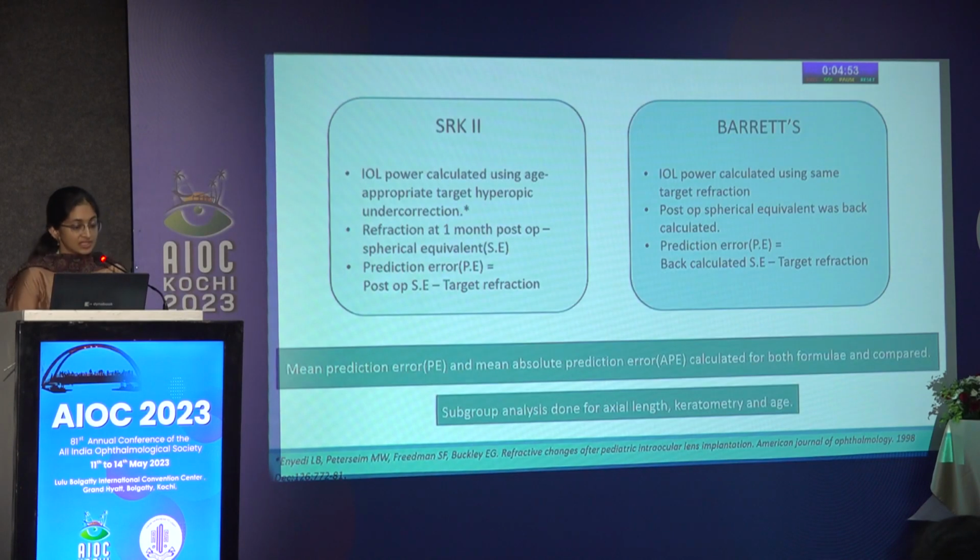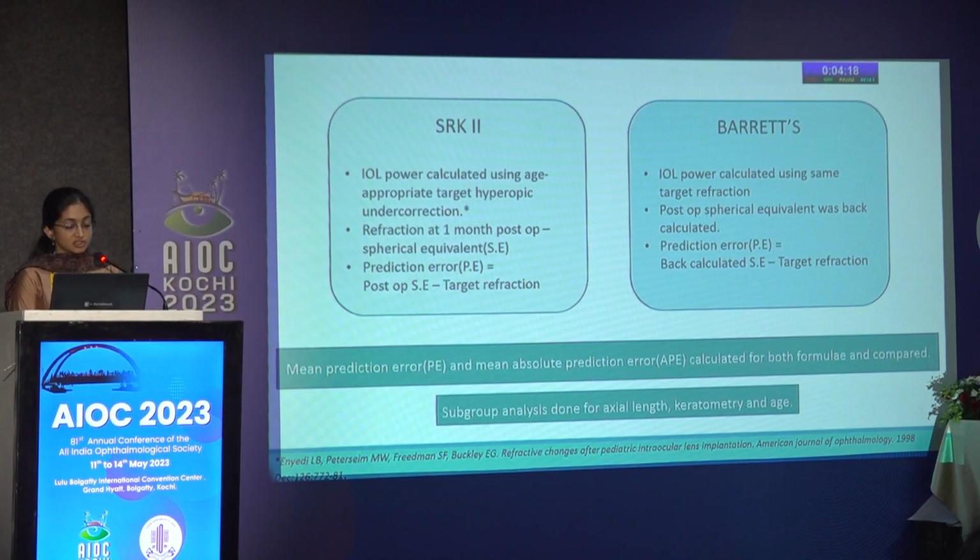So the IOL power was calculated according to SRK2 using the age-appropriate target hyperopic undercorrection given by Nihalani et al. And after the surgery at post-op 1 month, the refraction was done and the spherical equivalent was calculated. So the prediction error according to SRK2 was calculated as the difference between this post-op spherical equivalent and the target refraction. Then the IOL power was calculated according to Barrett's using the same target refraction, and the post-op spherical equivalent was back calculated. So the prediction error according to Barrett's was the back calculated spherical equivalent minus the target refraction.